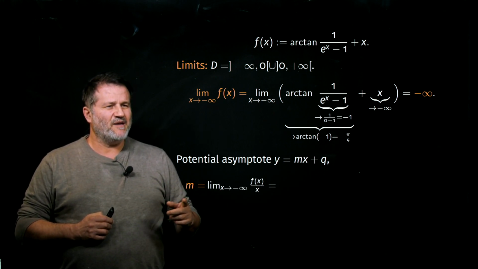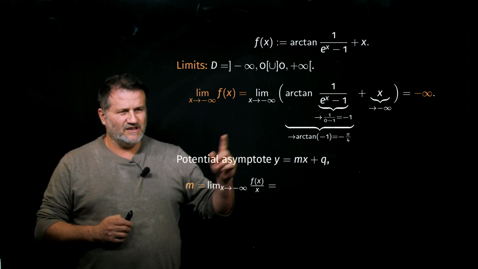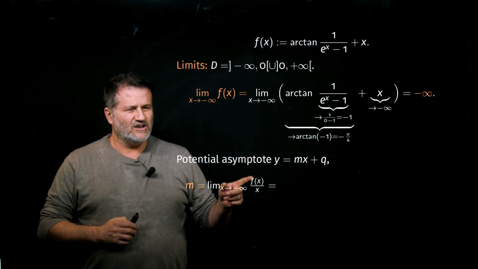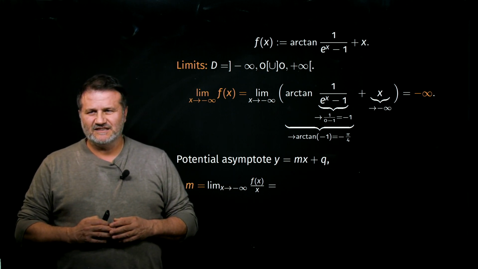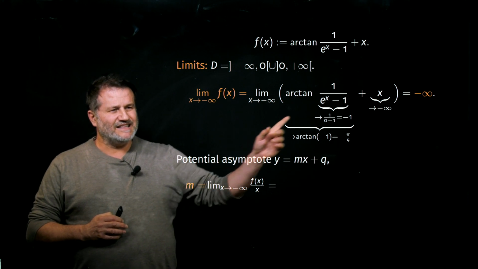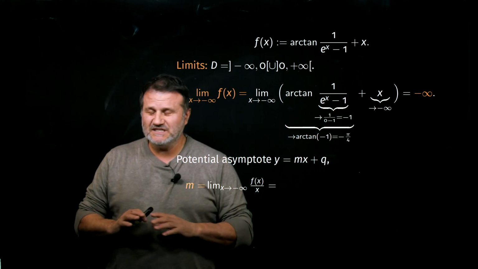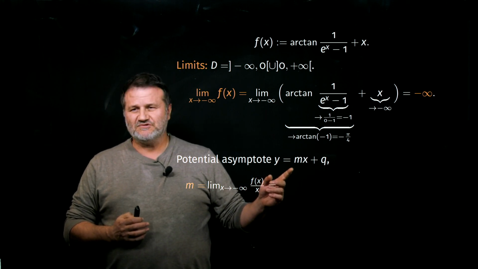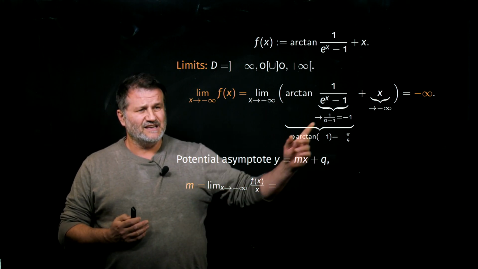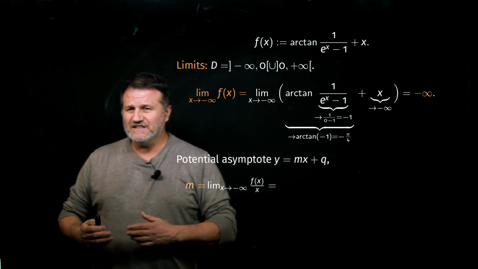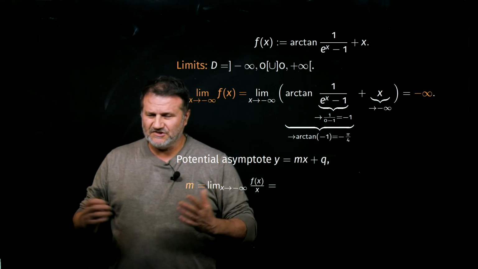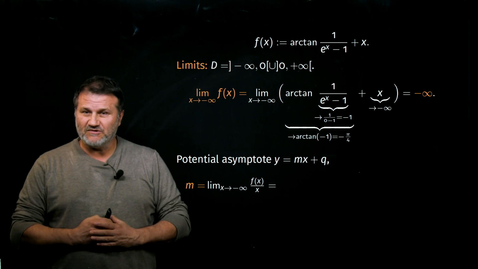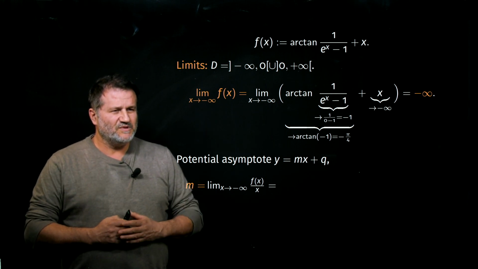So this means that the function might have an asymptote of type y equals mx plus q, where m and q can be computed according to certain formulas. The formula for m is the limit, when x goes to minus infinity, of f of x divided by x. For m, we remind that in this case, m must be different from 0 and finite. It is the angular coefficient of this straight line that looks like f. So since f goes down to minus infinity, that coefficient cannot be 0. Otherwise, this straight line would be horizontal. So let's compute this limit.